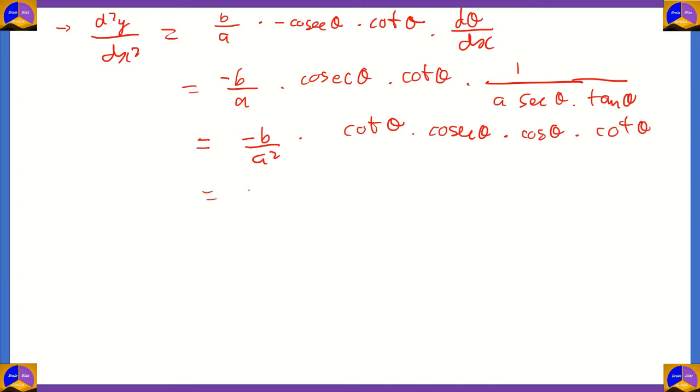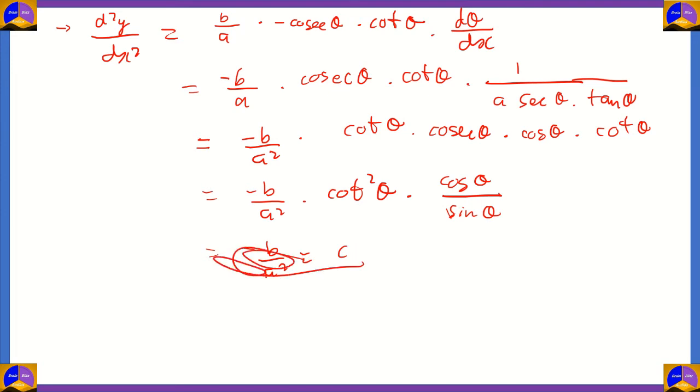So now what we get is minus b by a squared times cot square theta into cos theta, and cosecant theta can be written as 1 by sine theta. So cos theta by sine theta again gives you cot theta. Therefore the final answer, that is d squared y by dx squared, is equal to minus b by a squared times cot cube theta. So this is the final equation that we get.